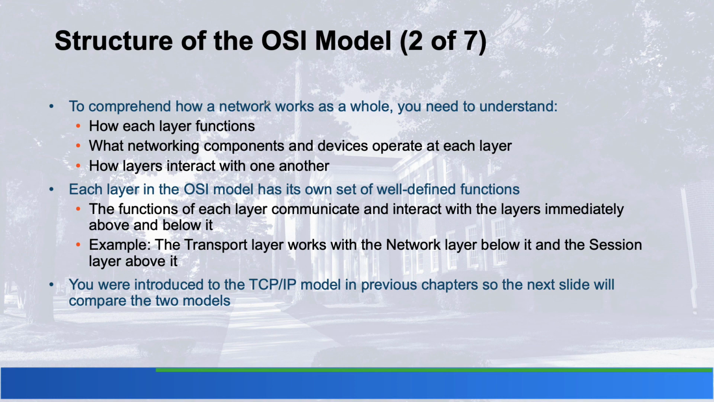So in order to troubleshoot networking, in order to comprehend how networks work as a whole, you need to know what each layer does, and what networking components, routers, switches, hubs, and devices operate at each layer. So if I'm having a problem with a printer, it's going to be at a certain layer that I can troubleshoot. You need to know how the layers interact with one another. Each layer in the OSI model has its own set of functions. That means it does certain jobs. So the application layer has its own job. The presentation layer has its own job.